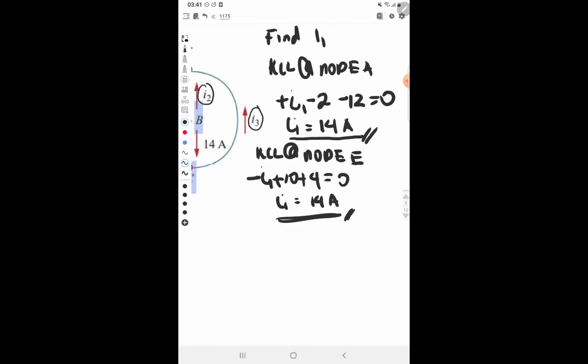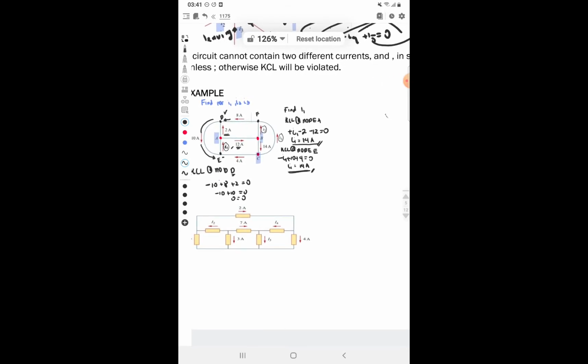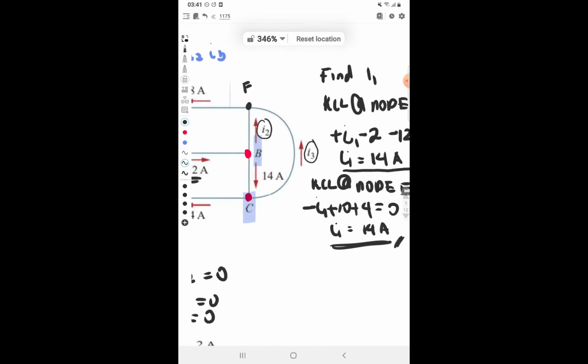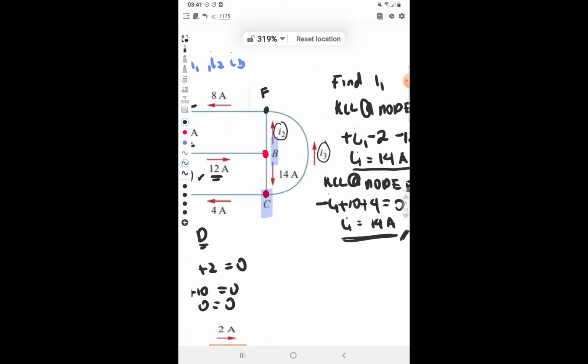So whatever node you take, as long as the current you are solving is involved, we can use any node there. We will still get the same current. So let's solve for the values of the others. The best ones to solve are our I3 and I2.